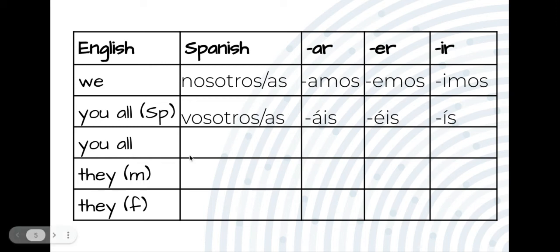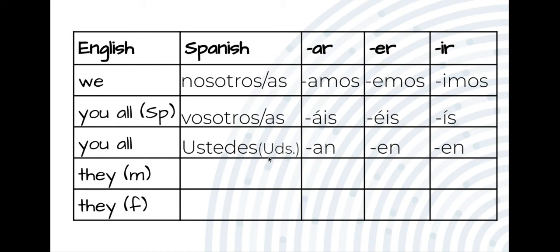Again, you-all, anywhere else, formal or informal, is ustedes. Notice it's a very subtle difference from the other one. You just have an S here. Again, you will more often see it abbreviated than not, but it is still pronounced ustedes. And those endings are an, en, en. They, masculine or mixed, so that would be talking about a group of boys or boys and girls, ellos, an, en, en. And they, feminine, ellas, an, en, en.